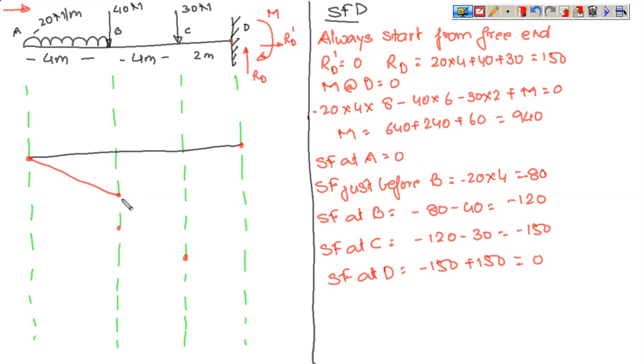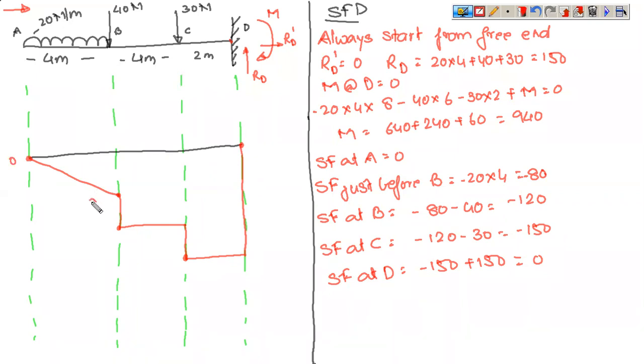This is going downwards because it has a negative slope. From just before B to B, it goes straight. From B to just before C, the value remains constant because there is no force in between. As soon as it reaches C, it drops down to 150. Similarly, from C to just before D, again the value remains constant, and as it comes to D, the value goes back to 0. So plot these values.